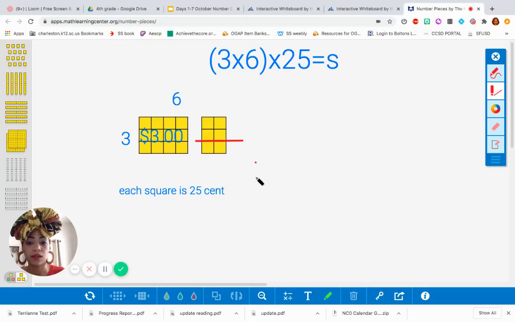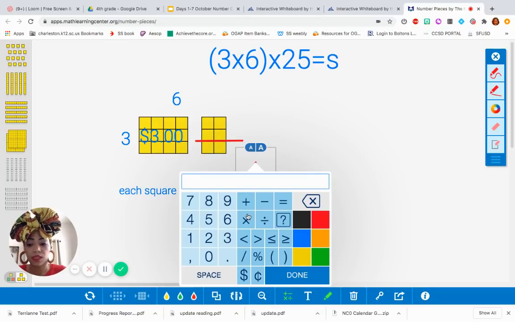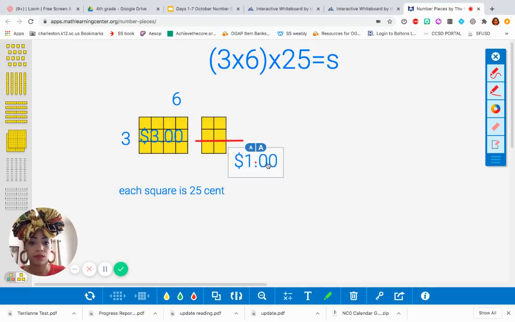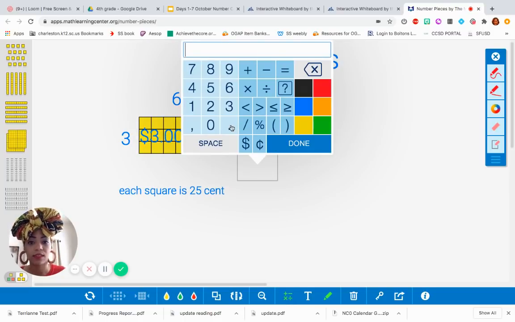But this right here is another $1 because I have another 4 quarters. I'm going to put that here, which means we have 2 more quarters left. And what do we know about 2 quarters? 2 quarters is the same thing as saying 50 cents. So I can add that. 50 cents.